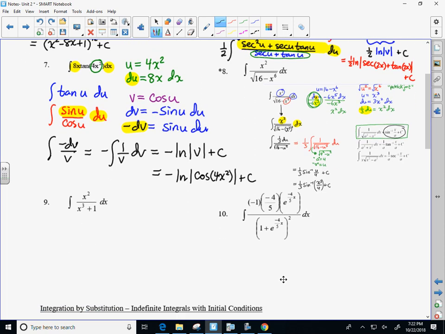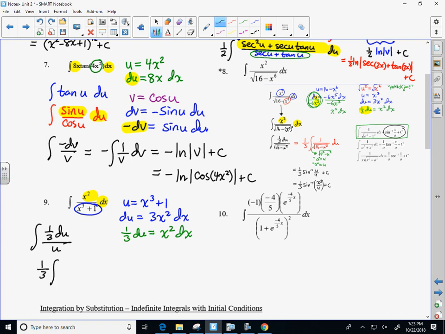Like number 9, like I said, the denominator of a fraction is often a good choice. So let your u be equal to x cubed plus 1. du would be 3x squared dx. That's 3 times more than I want. So 1/3 du is equal to x squared dx. So we're looking at 1/3 du over u, which is the same as 1/3 the integral of 1 over u du.